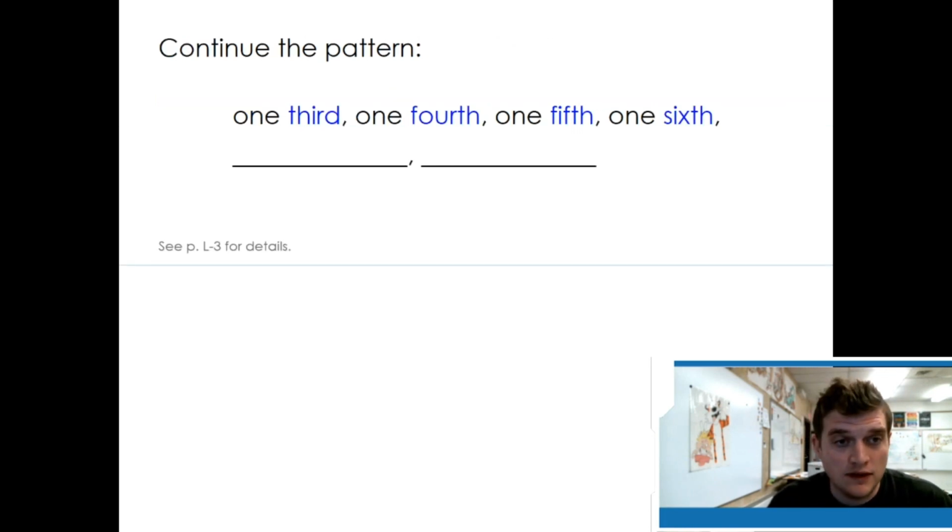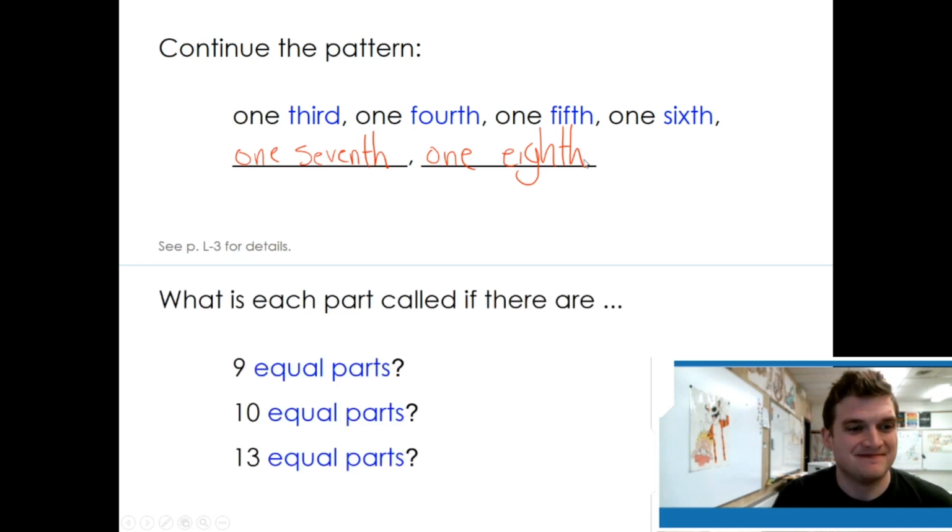Continue the pattern. 1/3, 1/4, 1/5, 1/6, 1/7. What's after 6th? 7th? 8th. You'll notice my messy writing. What is each part called if there are 9 equal parts, 10 equal parts, or 13 equal parts? 1/9, 1/10, 1/13. You'll notice that TH sound at the end of fractions.